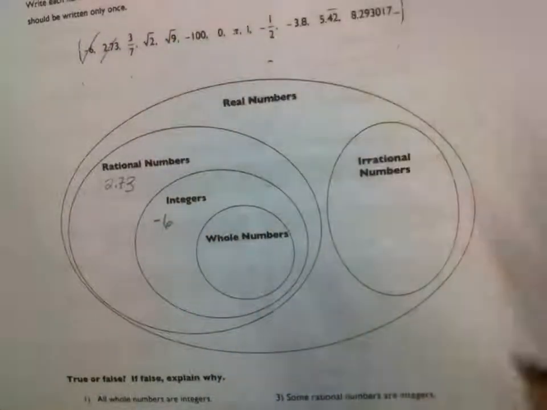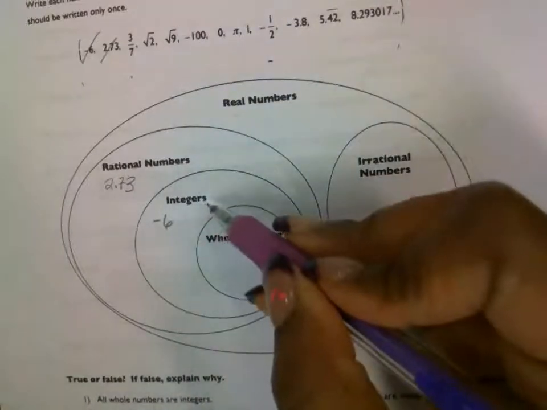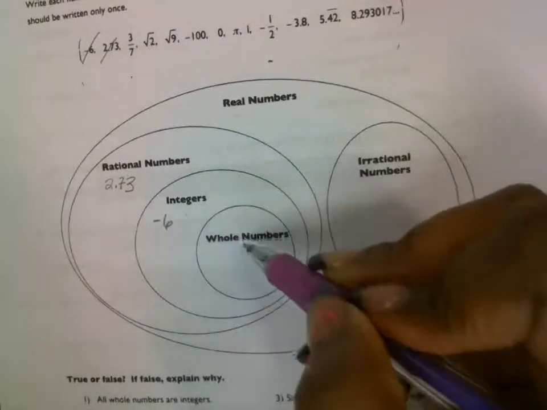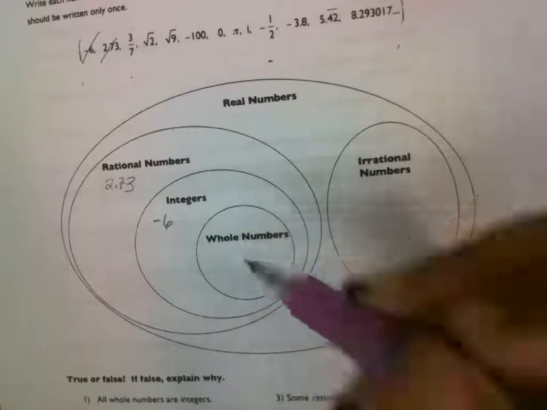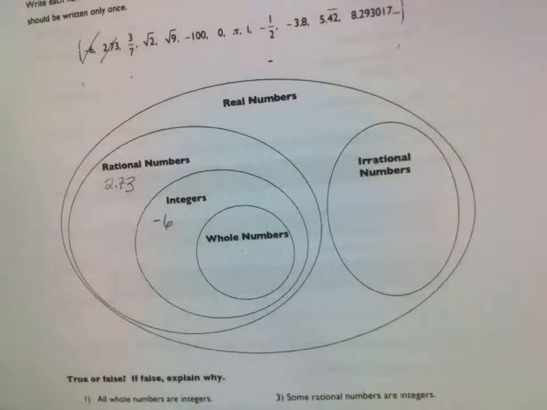It is real and rational. Integers do not have fractions or decimals attached to them. Whole numbers do not have fractions or decimals attached to them. Any questions so far?